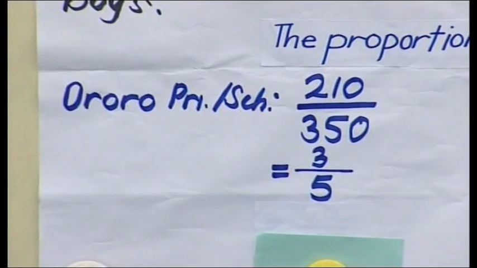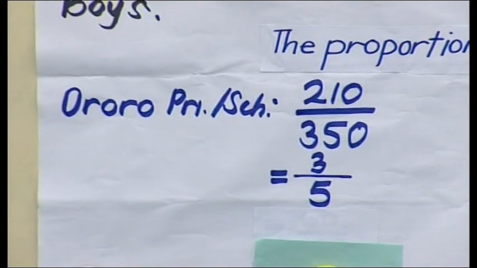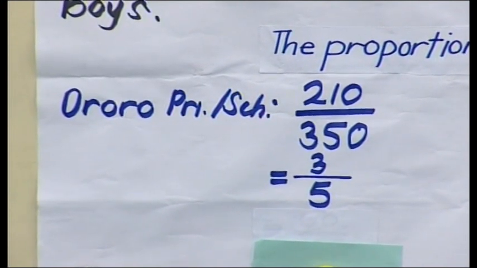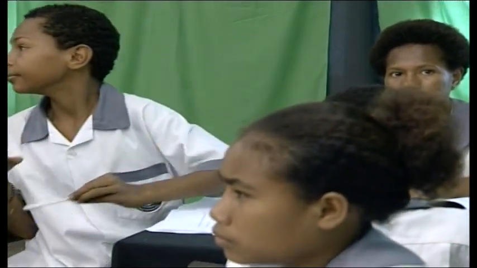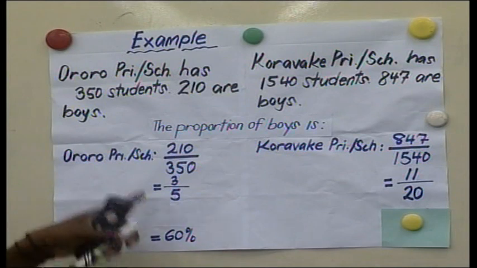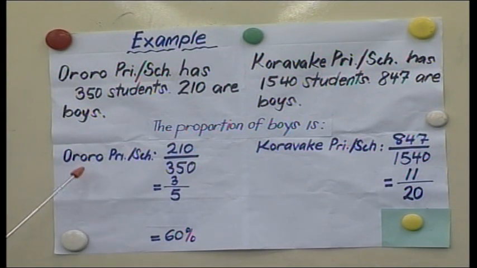Okay, we have one student who has already got the answer. Receiving students, I'd like you to give your answer to the teacher. Okay, let's have Sconti. 60%. Okay, Sconti says 60%. Let's see what I have. Okay, Sconti is correct. So 60% of boys are in Aurora Primary School.